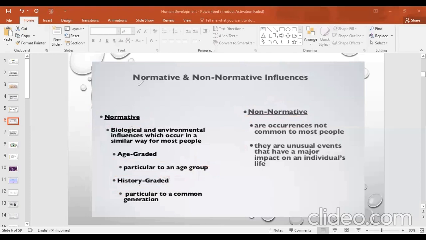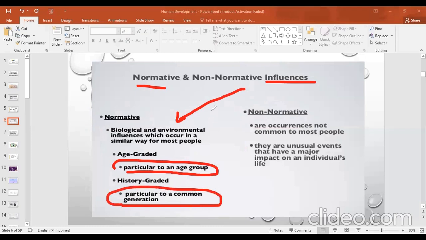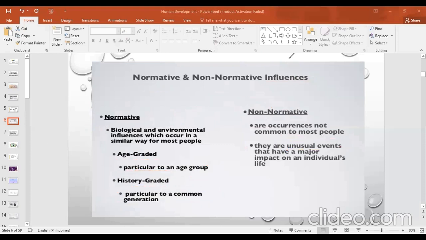Again, when we talk about normative influence, we have particularly to an age group, and also we have culture and tradition. And we also have non-normative, such as unusual events, like a traumatic event or anything. So next tayo.